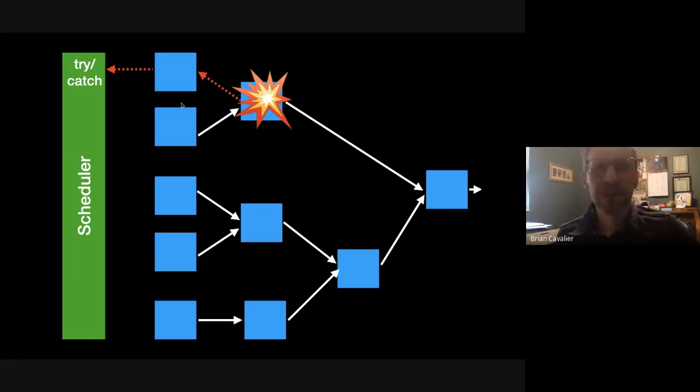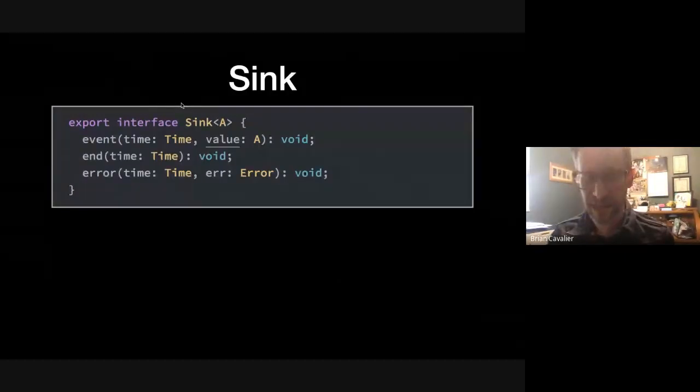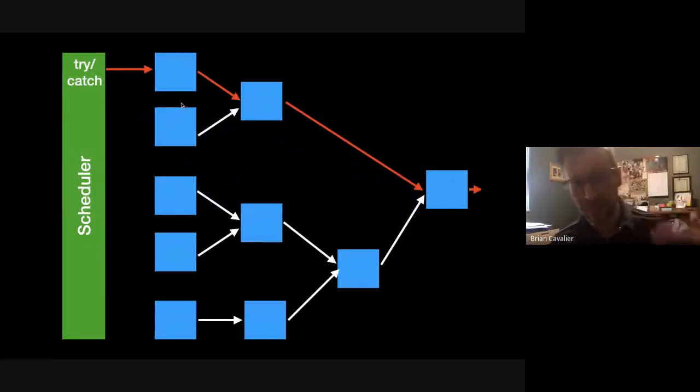But then what do we do? What do you do with the error once we get it? If we go back and we look at the sync interface, one of the methods is error. And it looks very similar to event, except that it takes a time value and error instead of a value. So what the scheduler does, if it catches an error like this, is it sends it back through the graph, but this time using the error method.